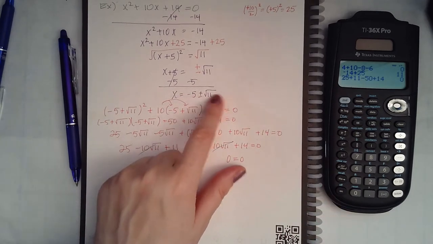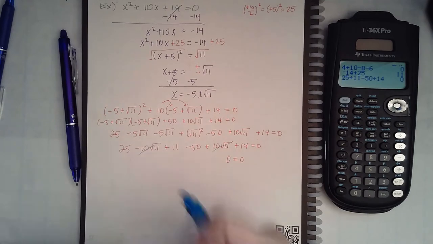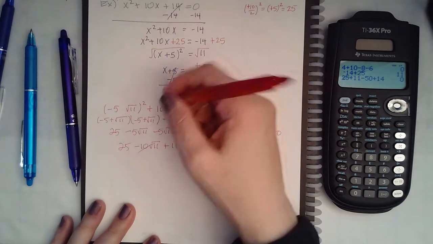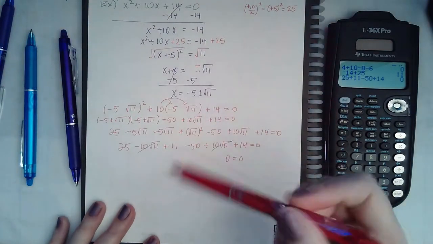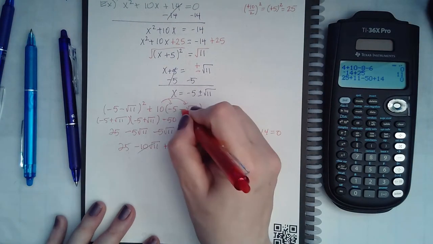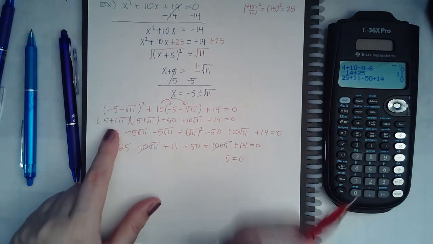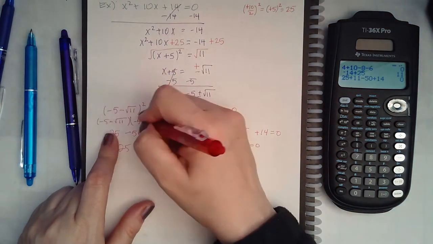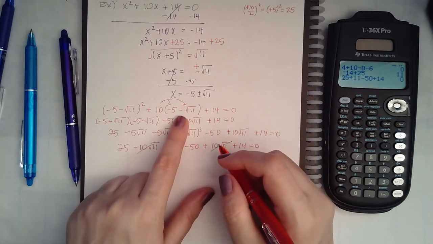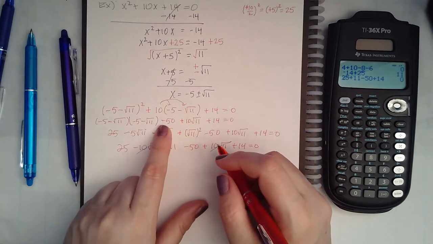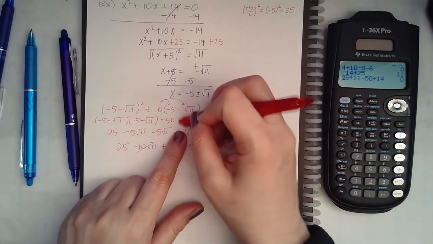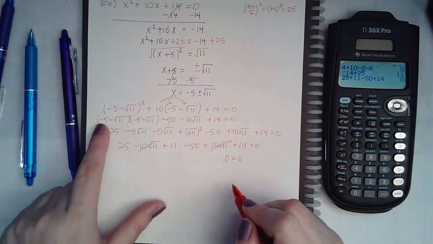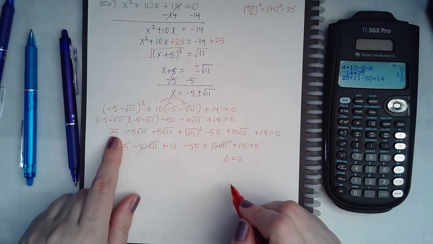Now let's try it again, but with the minus square root of 11. So again, I'm not going to redo the whole problem. I'm just going to manipulate the signs that need to be changed. So now this should be a minus and a minus. And this, when I multiply that, there'll still be negative 50, but when I multiply this, it'll become a negative 10 square root of 11. Negative 5 times a negative 5 is positive 25.